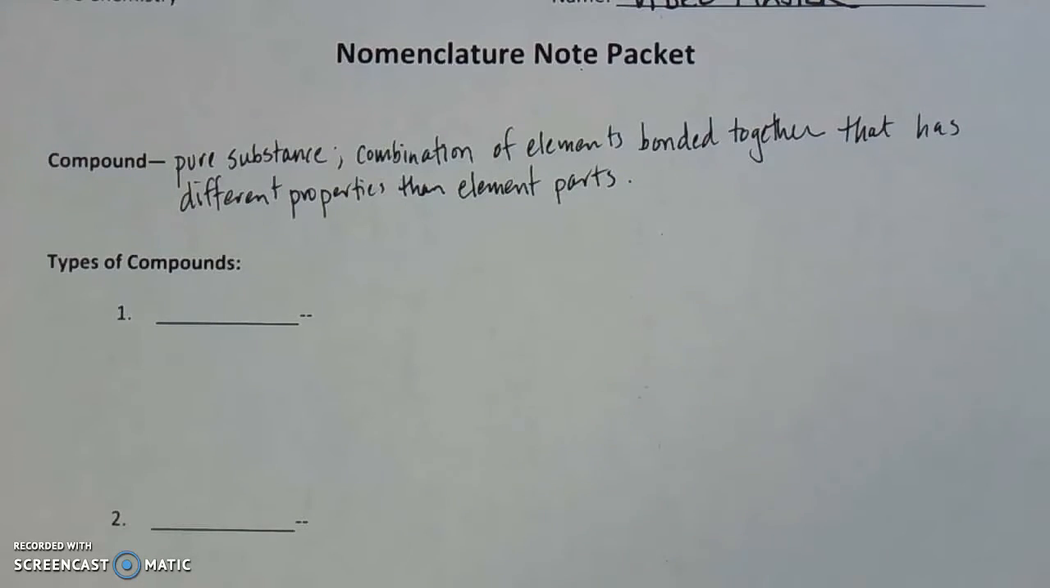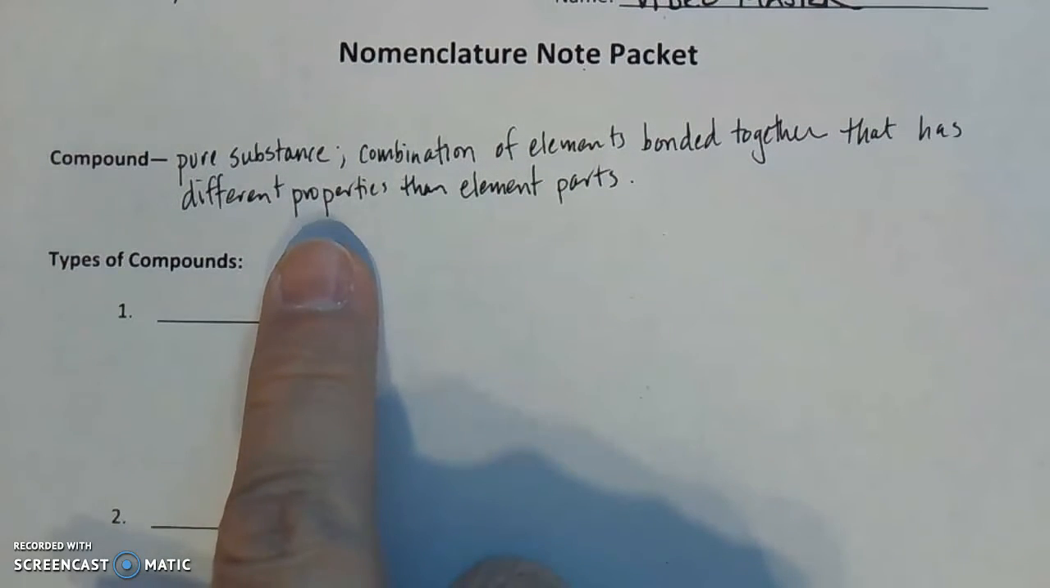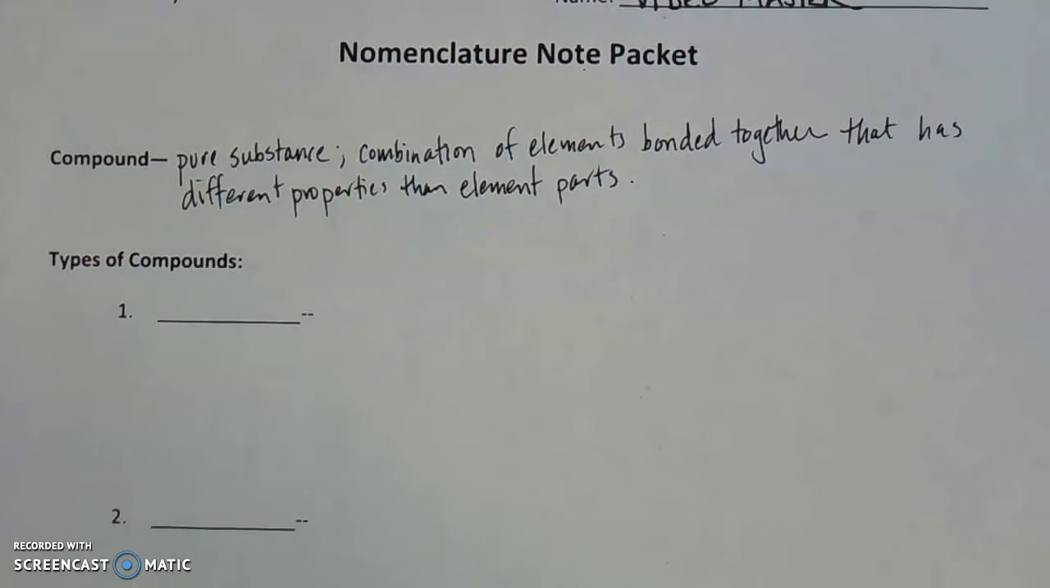Chlorine is a yellow gas. Sodium is a very soft metal that basically you can cut with a butter knife. It explodes on contact with water. So both of these things together form a white little solid crystal, and we can put it in our mouth and it really doesn't do much. So completely different properties than its elements parts.